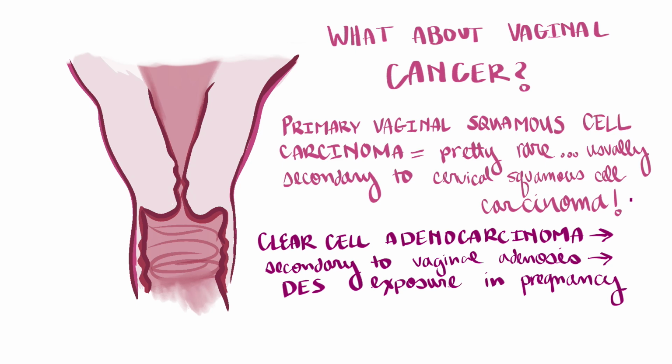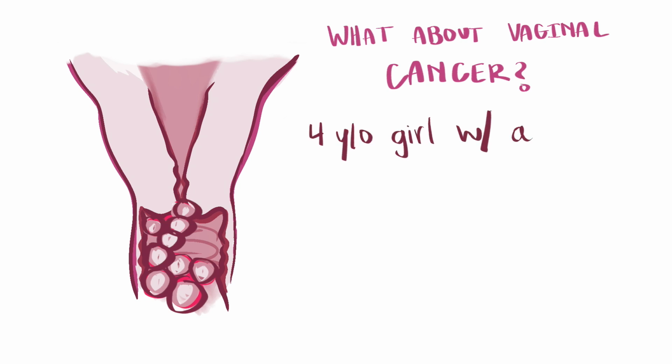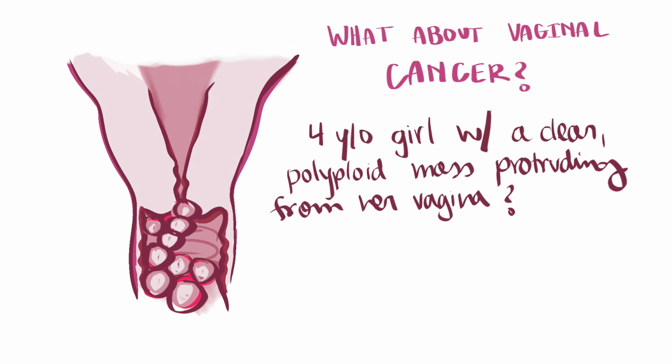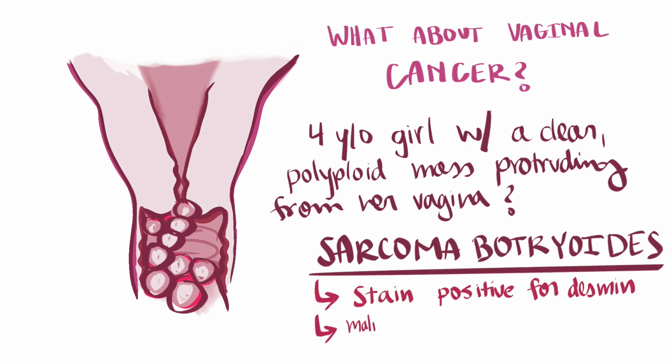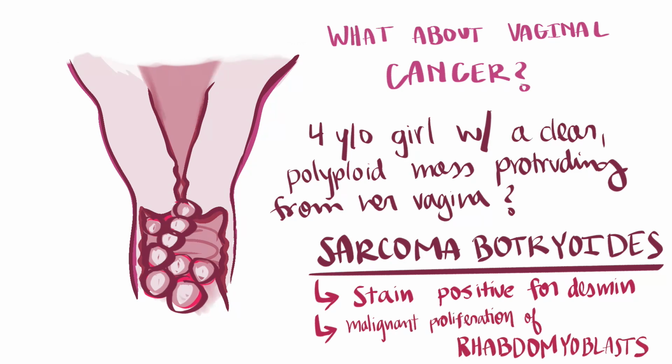Okay, and a practice question about another type of vaginal cancer that they like to ask us about on exams. So you have a 4-year-old girl, 5-year-old girl, young girl who presents with a clear polyploid, maybe they'll say grape-like mass protruding from her vagina. What do you think that is? So it's going to be a sarcoma botryoides. I think I'm saying that right. It stains positive for desmin because it's a malignant proliferation of rhabdomyoblasts, which are really immature skeletal muscle.